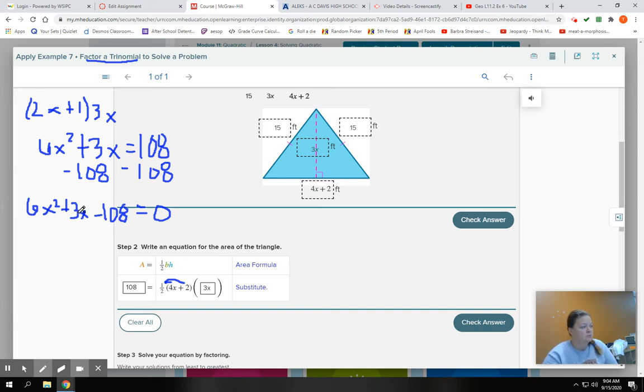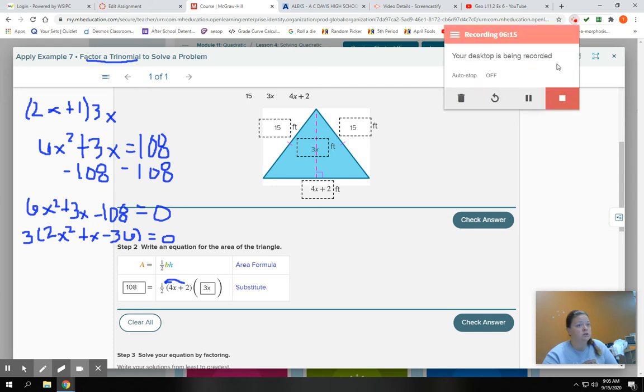So we know that 3 is divisible by 3. We know 6 is divisible by 3. And 108 is divisible by 3. So I'm going to pull out a 3. And that's going to give us back 2x squared plus x minus 36 equals 0. Now we're going to factor this because it should be easier now that the numbers are smaller, right? So I'll give you a second to look at that and get that written down, and then we will go on to the next part.